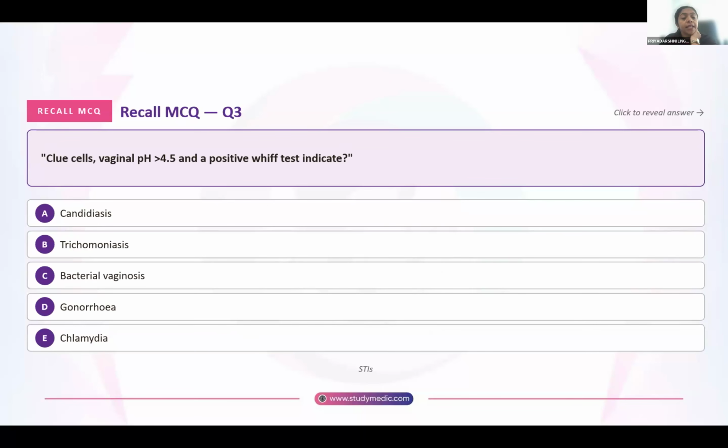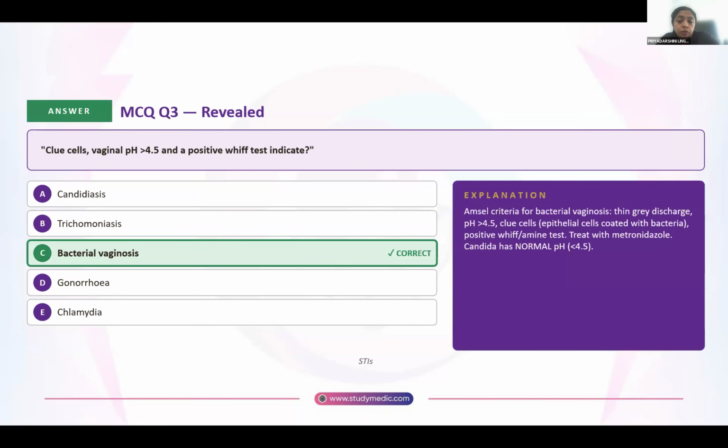Now coming to the next recall MCQ, which is talking to you about the clue cells. The MCQ mentions there are clue cells, the vaginal pH is more than 4.5 and the woman has a positive whiff test. Now what does this indicate? Is it seen in candidiasis, trichomoniasis, bacterial vaginosis, gonorrhea or chlamydia? Now, the most common organism that we see here and one of the most common MCQs that is seen, this is with bacterial vaginosis. The criteria that we use for diagnosis of bacterial vaginosis is called Amsel's criteria.